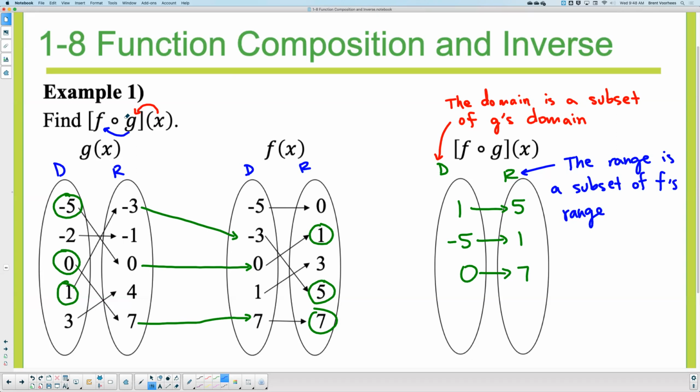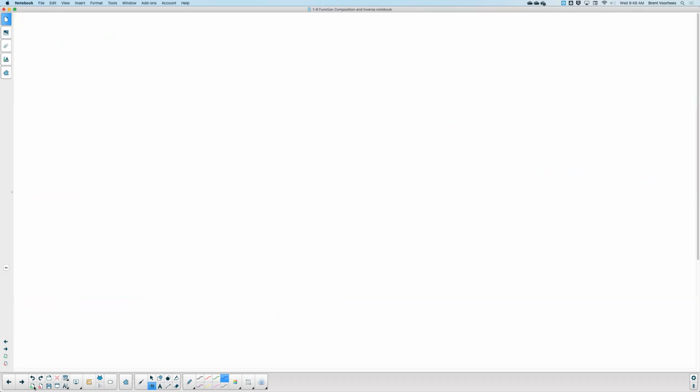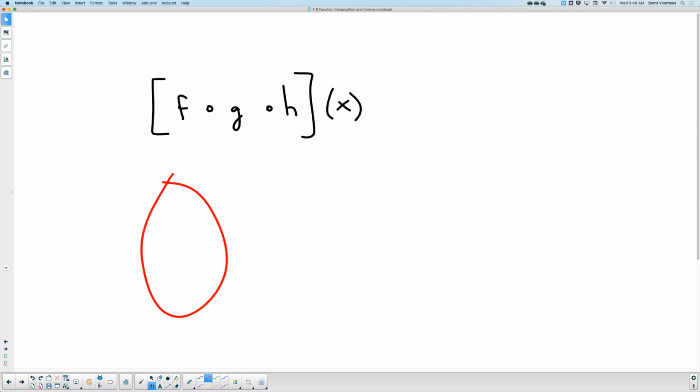Okay, I want to make sure you're following with me. This time I want to do 3 letters. I'm not going to do the circles. I just want you to explain this to me here. I want to see if you're tracking with me. What if you had F of G of H of X? This one's domain and this one's range. Domain, range. This domain right here will be a subset of what function?